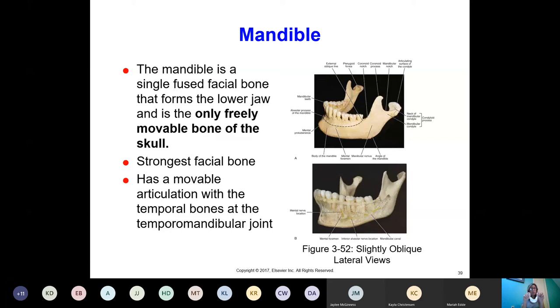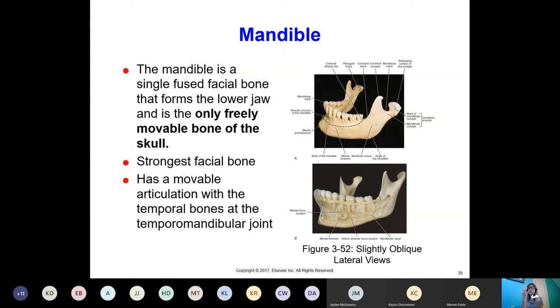It has what we call a movable articulation. So there's a disc in between, but it's not actually fused to the temporal bone. And it's your strongest facial bone. So it's a very strong bone. So when you get punched and you break your mandible, or you have a car accident, it's a pretty big, strong bone to break.